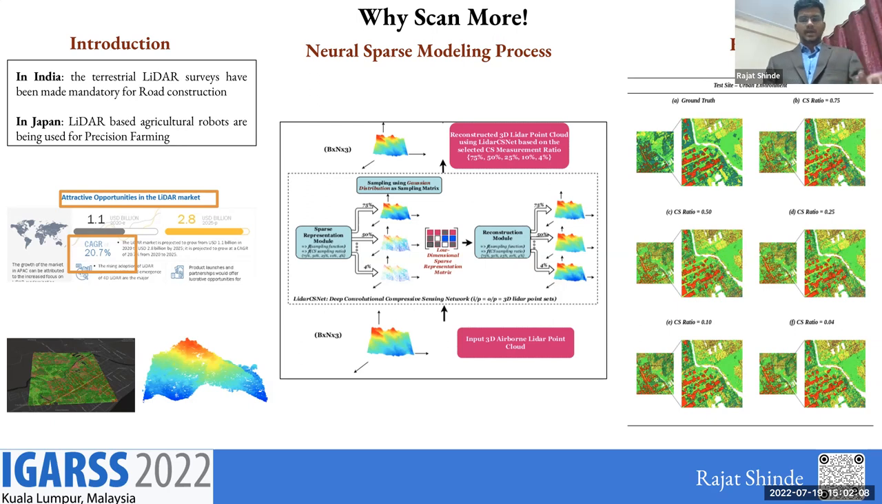So here comes my research, which is neural sparse modeling, where I have developed a deep learning based model for generating sparse representations from a LIDAR point cloud. These sparse representations are few measurements from the entire LIDAR scene, which typically comprises millions of points. And then we reconstruct the entire scene based on some mathematical conditions. This approach has huge potential in applications involving rapid disaster assessment and even in forestry and urban environments. In my research, I have done two case studies for forest and urban environments.